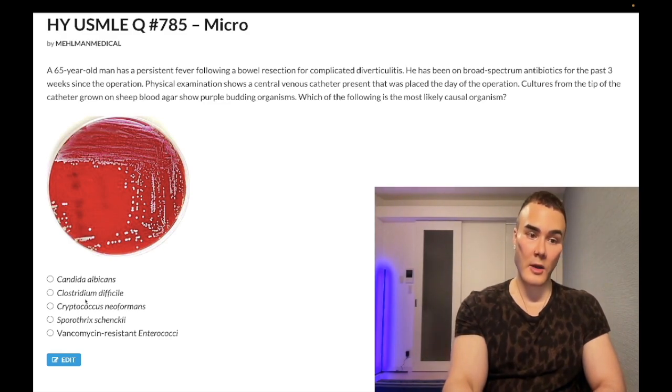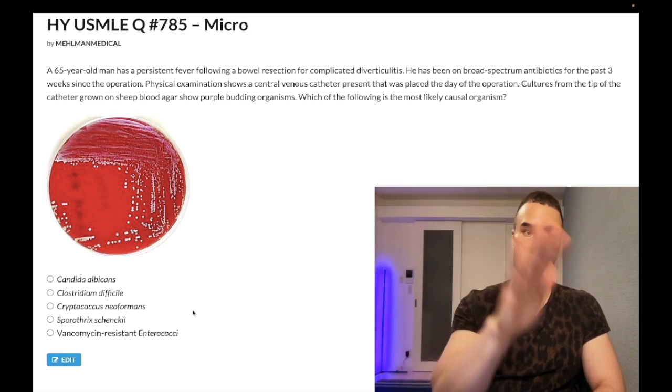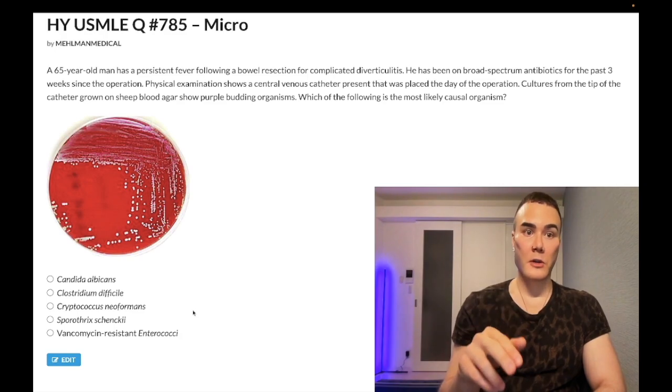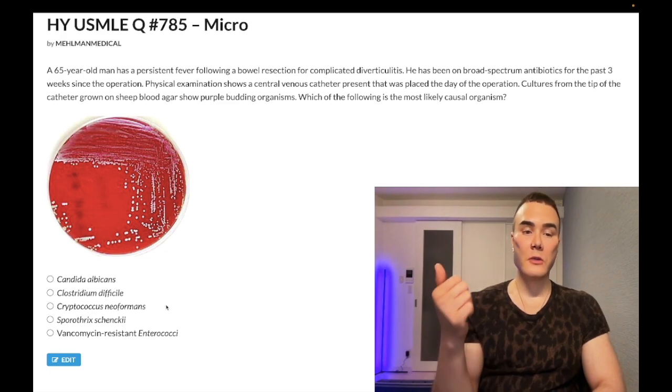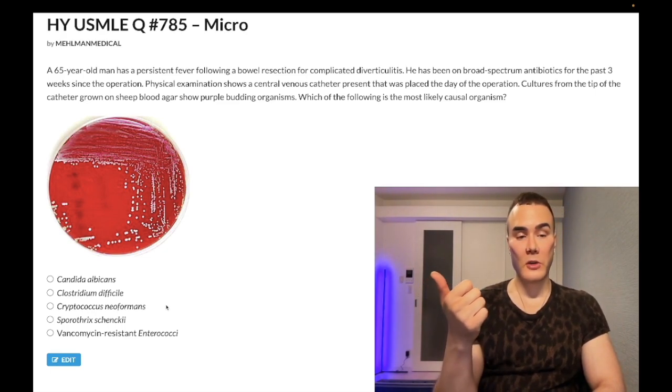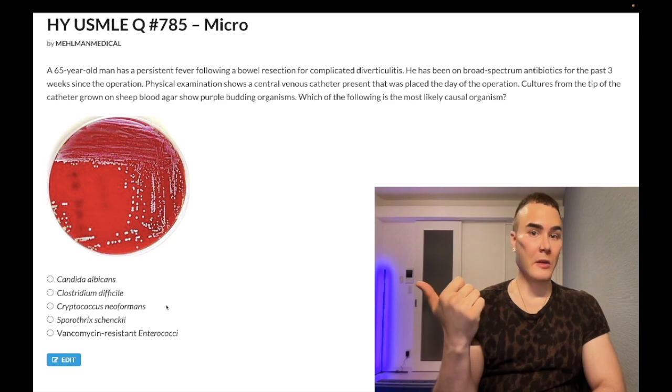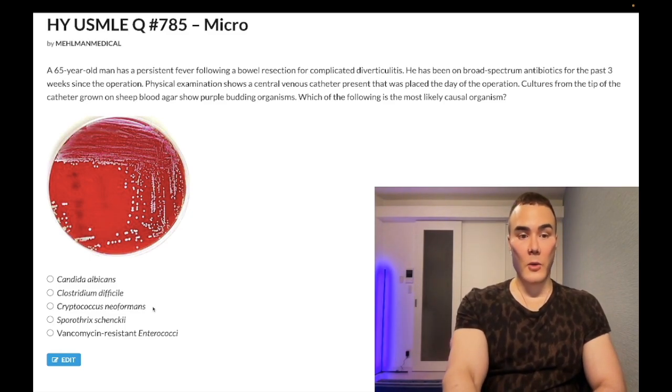This is the whole India ink prep. We have a black background with these large white halo appearing fungal cells. And you can also do latex agglutination, which is actually the most accurate test, most definitive test for Cryptococcus neoformans. And you can rarely do a mucicarmine test for that as well, which is a red smear if they showed it to you. This is the red smear, but it's wrong, so I don't know what to tell you.